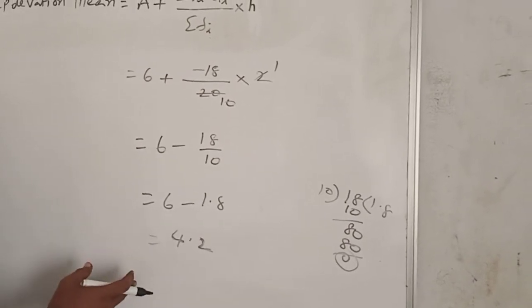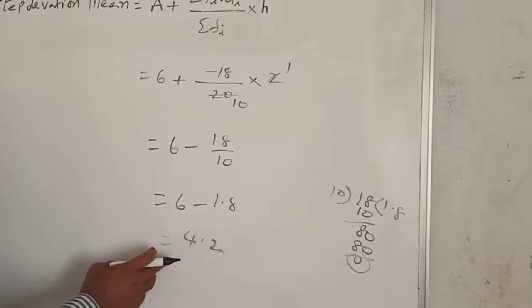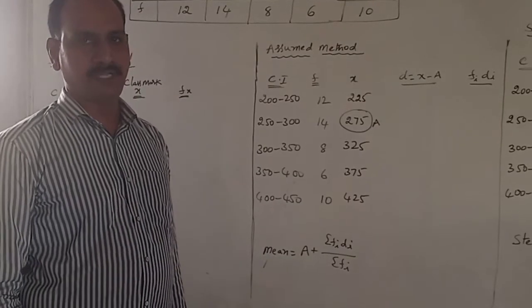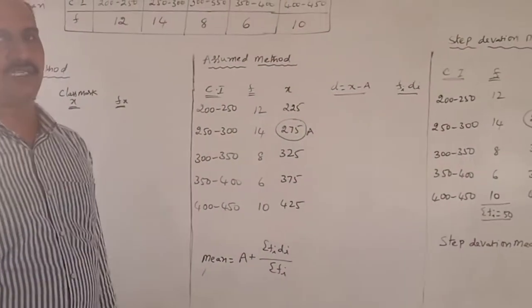Whether by the direct method, assumed mean method or step deviation method, any one, all the answers are the same, 4.2. Find the mean by the direct method, assumed mean method and step deviation method.